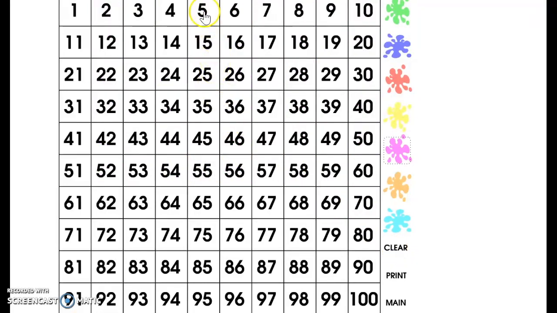We can also count by 5s. 5, 10, 15, 20, 25, 30, 35, 40. And students are again starting to see a pattern where these numbers fall. We can also count by 10s, 10, 20, 30. Again, finding a pattern of where these numbers fall with one another.